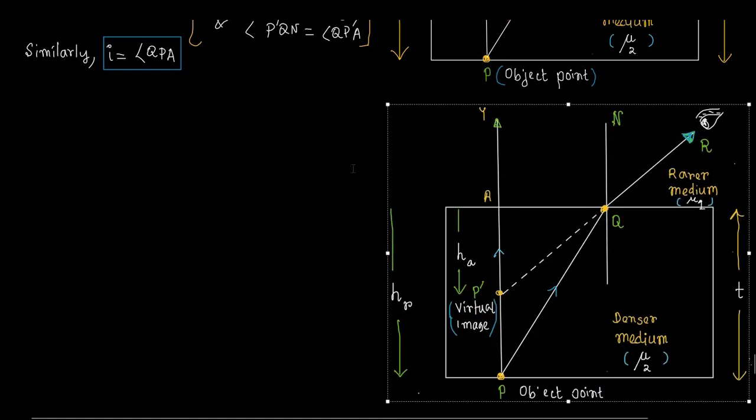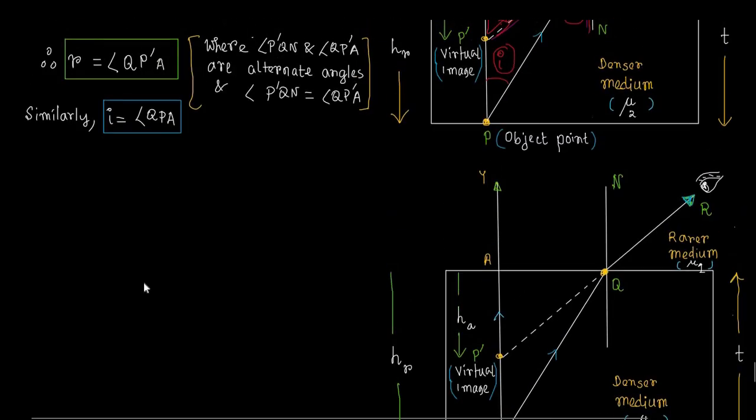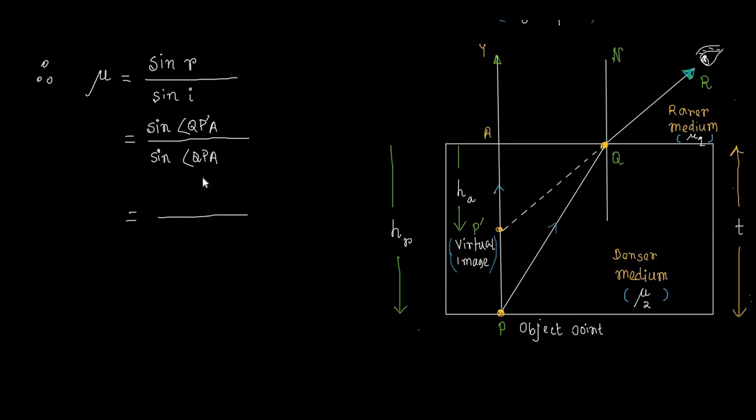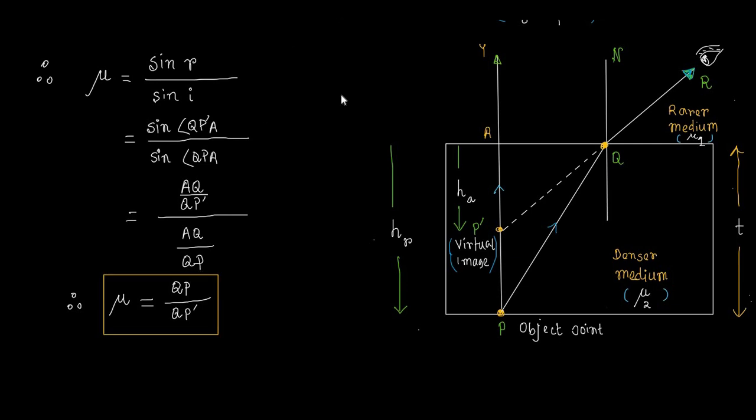Now what should be the expression of mu? Mu can be written as sine r divided by sine i. Putting the expression of sine r and sine i, we get sine of angle QP prime A divided by sine of angle QPA, which is equal to, from the triangle QP prime A, AQ divided by QP prime whole divided by AQ divided by QP. Therefore, mu can be written as QP divided by QP prime.